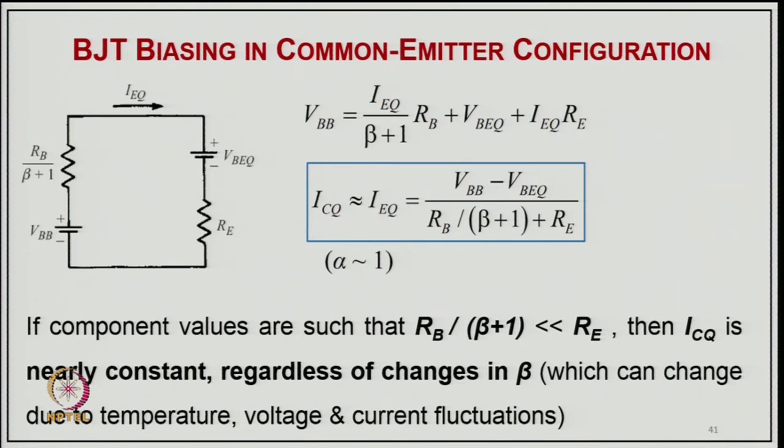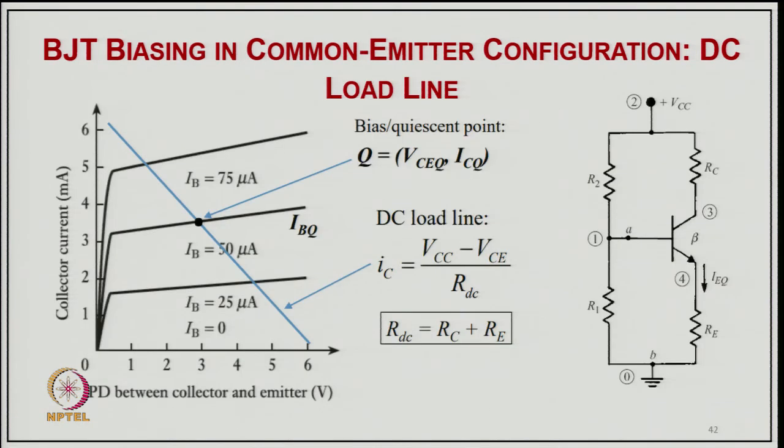So, if the component values are such that RB upon beta plus 1 is much lesser than your RE, then ICQ is nearly constant regardless of the change in beta, which can change due to temperature or voltage and current fluctuations. And now, you can call it the BJT biasing in common emitter configuration mode.